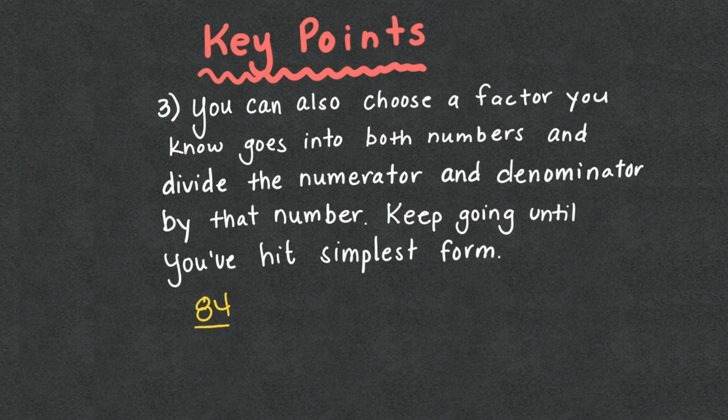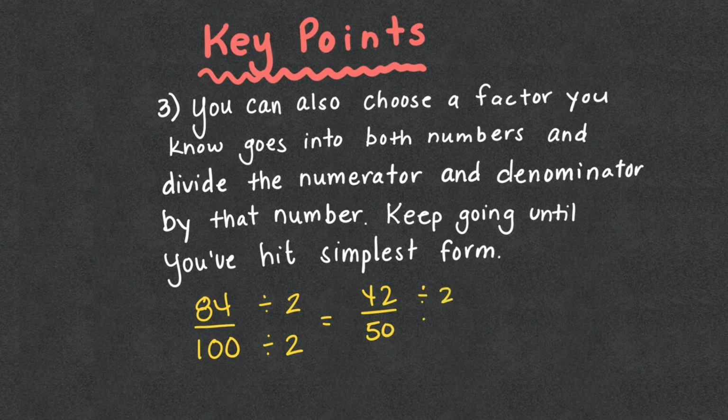So say you had 84 over 100. I don't want to sit and do all the factors of 100, right? We might be here all day. And that's going to waste a lot of your time and your brain power. Instead, I know that these are both even numbers, so I'm going to divide by 2. So that gives me 42 over 50. I again know that these are both even numbers. So that's going to give me 21 over 25.